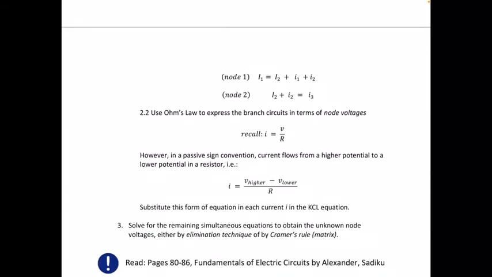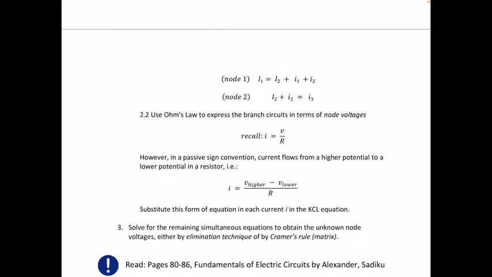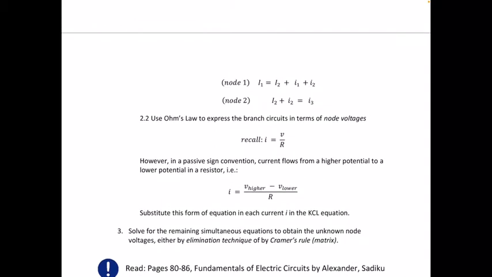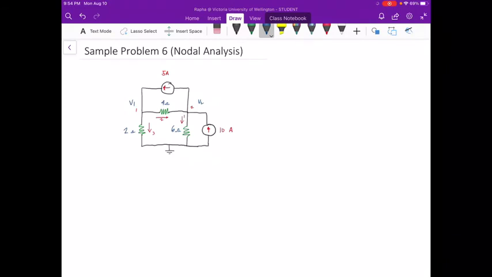And the third step would be to solve for the remaining simultaneous equations. Since we will come up with two equations for this particular diagram, we need to solve them simultaneously. So we have two equations for two unknowns. That is a determinate set of equations, so we can solve for what is missing. So this will be a sample problem for nodal analysis.